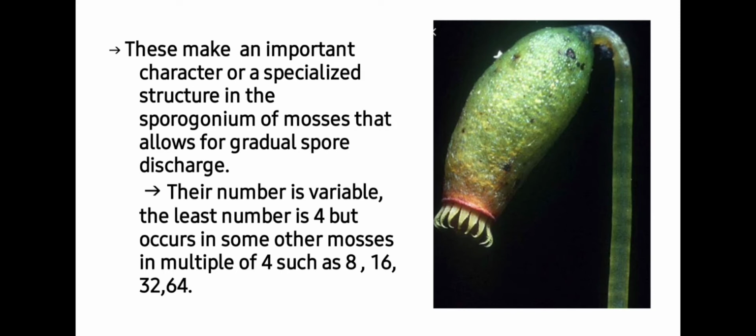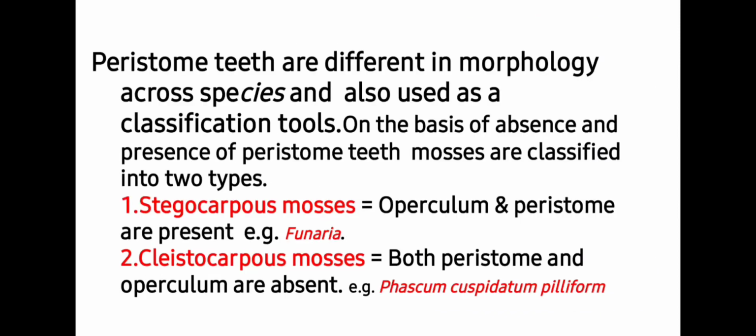Peristomial teeth are an important character, a specialized structure in the sporogonium of mosses that allows for gradual spore dispersal. Their number is variable. The least number is 4, but in some other mosses they occur in multiples of 4, such as 8, 16, 32, and 64. Peristomial teeth are different in morphology across species and are also used as a classification tool.